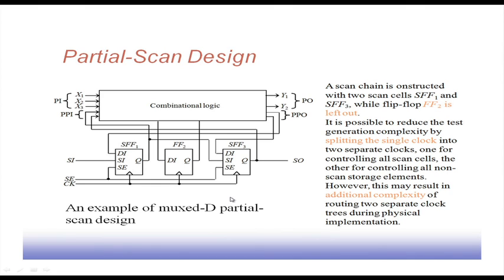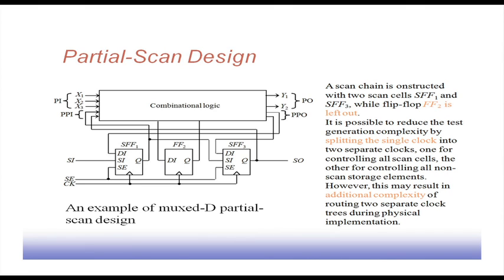It is possible to reduce test generation complexity by splitting the single clock into 2 separate clocks, one for controlling all scan cells, the other for controlling all non-scan storage elements. This is actually a suggestion for these ATPG algorithms. What it says is that you divide the whole design into 2 parts. In one part the scan clock drives the circuit, and in the other the normal clock drives the circuit. As a result 2 different portions are triggered by those clocks.